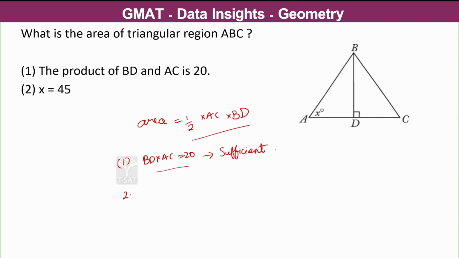Whereas statement 2 tells us that x is equal to 45. So, this is x degrees, the angle BAC is equal to 45 degrees. But this tells us nothing about the length of the triangle. Therefore, this is insufficient to answer the question. Therefore, the answer is answer option A. Statement 1 alone is sufficient to answer the question, but statement 2 alone is not sufficient to answer the question. Let's look at the next question now.